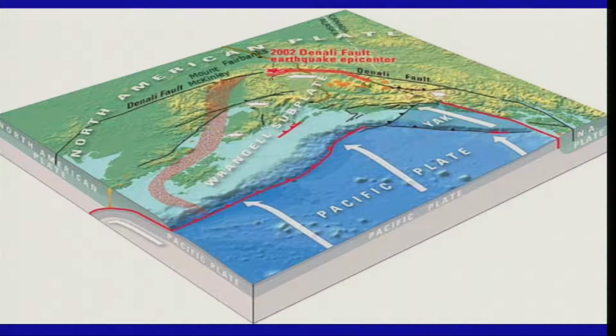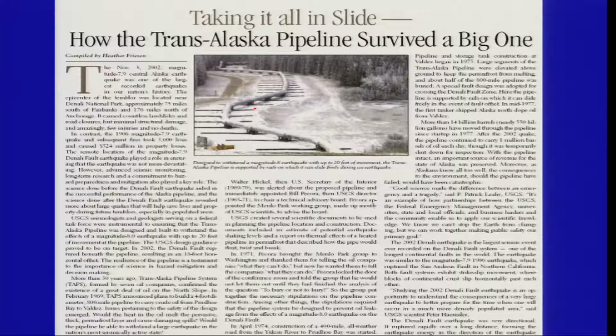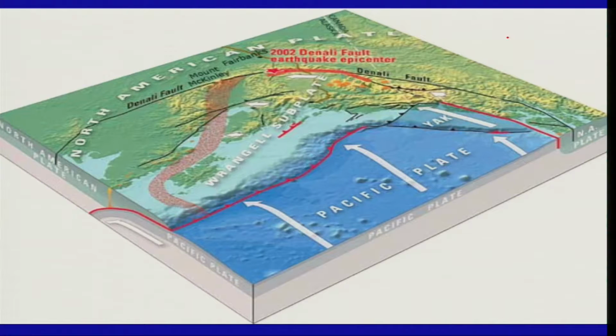Okay. So, I'll show what they did. This is what they found. How the Trans-Alaskan pipeline survived a big one; they are talking about the event. This event took place on November 3, 2002, with a magnitude of 7.9 on the Denali fault. This is the Denali fault, and the proposal was that they wanted to put the oil pipeline, and the pipeline was crossing this fault.